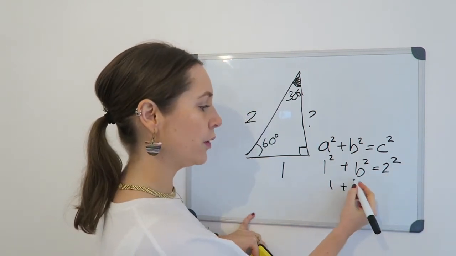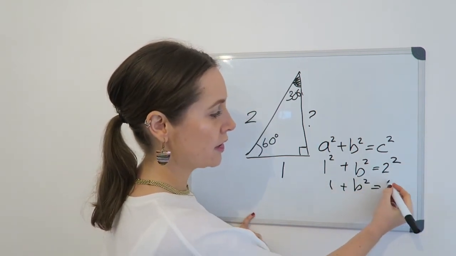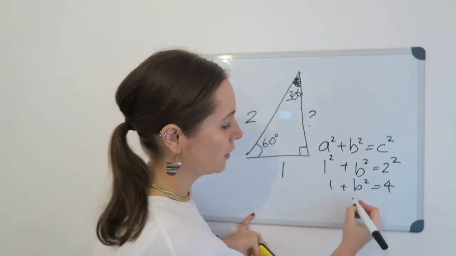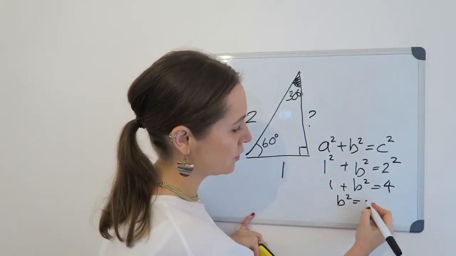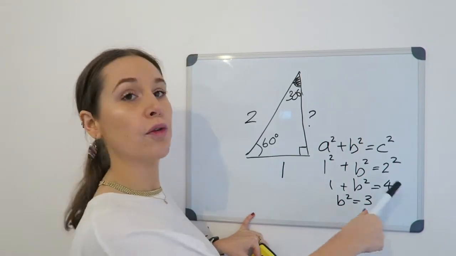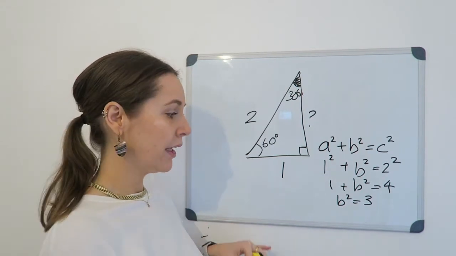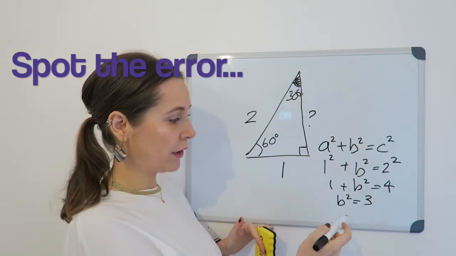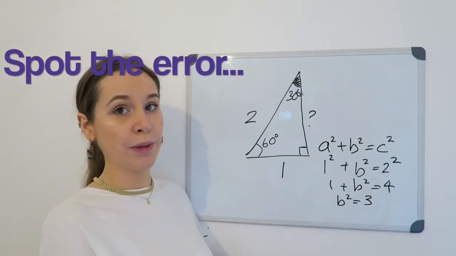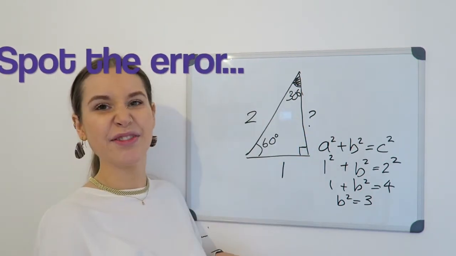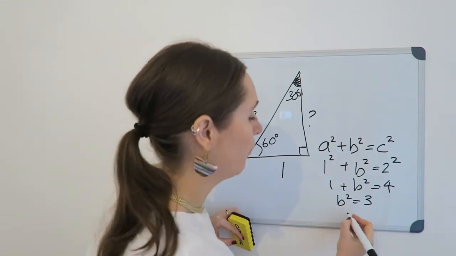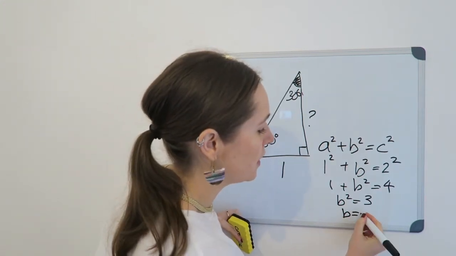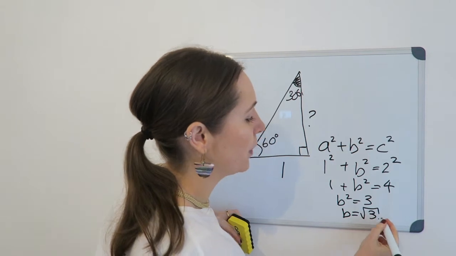So we've got 1 plus b squared is equal to 4. And b squared is equal to 3, taking off 1 here from each side. And now we know if we take the square root of both sides here, we're going to get b is equal to plus or minus the square root of 3. However, it's a side length, so we have to take the positive one. So we know b is equal to the square root of 3.